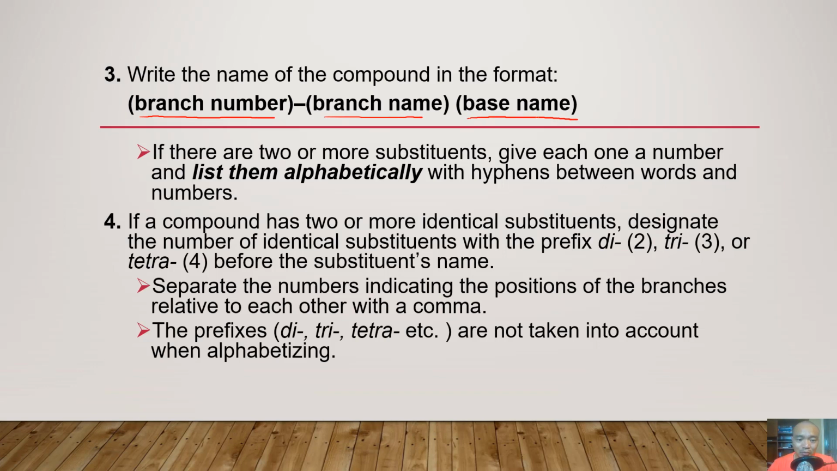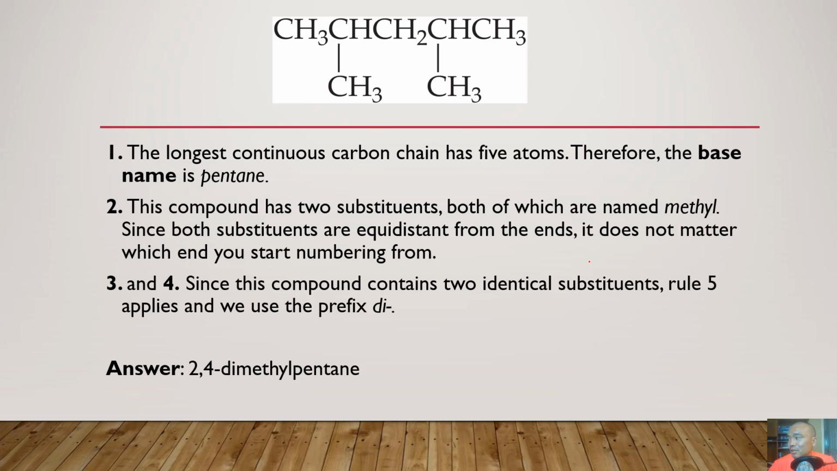Okay. Number 4, if a compound has 2 or more identical substituents, designate the number of identical substituents with the prefix di to represent 2 and tri for 3, tetra for 4, etc. Let's look at some examples so you have more idea about how this works. For example, look at the structure listed over here. The first step, we find the longest continuous chain as the base.